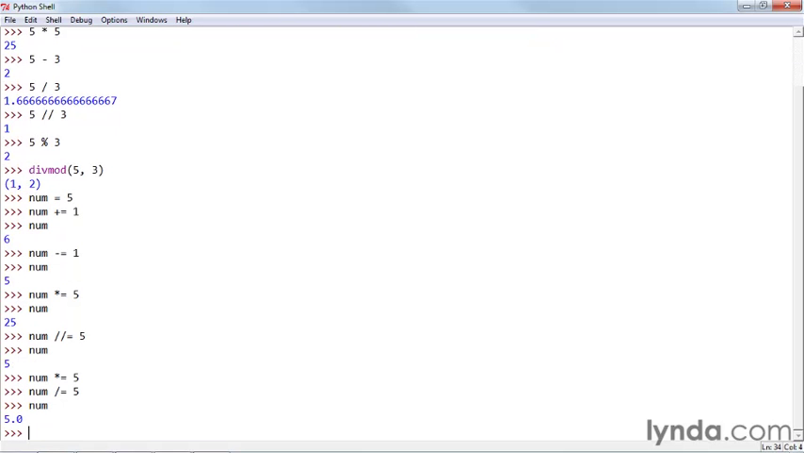So those are the basic arithmetic operators that are available in Python. It has all the standard ones and a couple that it's implemented in its own interesting way.